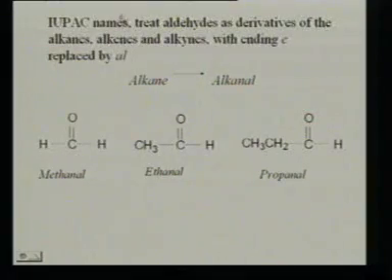In IUPAC names, we treat aldehydes as derivatives of alkanes, alkenes and alkynes, where the ending -e of the alkane is replaced by -al. So formaldehyde we now call in IUPAC name methanal, then ethanal, and the 3 carbon compound is called propanal.